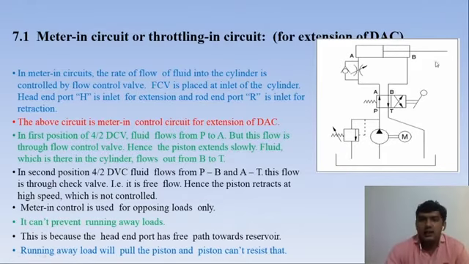Meter in circuit for extension and retraction. The same circuit we can also draw, with this valve drawn on the right hand side, so it's called meter in circuit for retraction. It means we can control the speed of the piston by exhaust or by retraction. So this example is for meter in circuit for extension. When this valve is shifted to the right hand side, it's called meter in circuit for retraction.